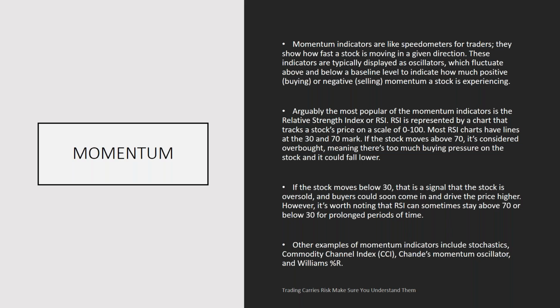That's telling you something. And on the scale, it's usually, and there's variations, but the area between 30 and 70 is what I call the dead man zone. It's giving you no indication. But once that calculation rises above 70 or falls below 30, it's telling you that asset has become overbought or oversold. So if the asset moves below 30, that signals that the asset is oversold, and buyers could soon come in and drive the price higher.